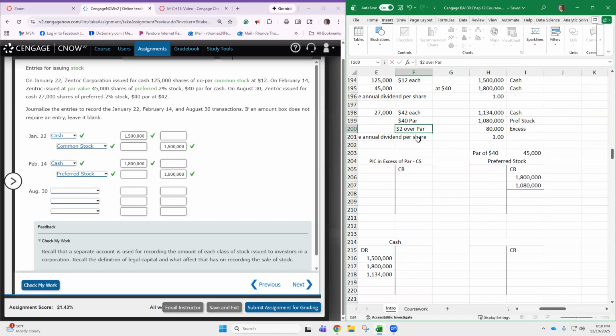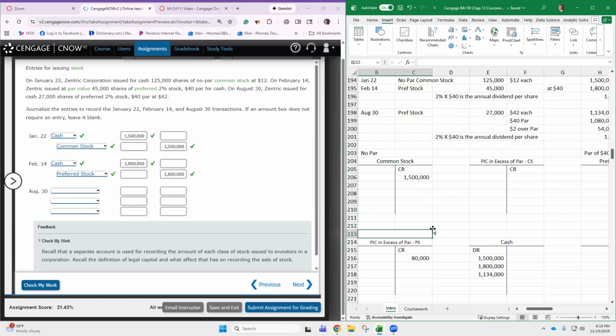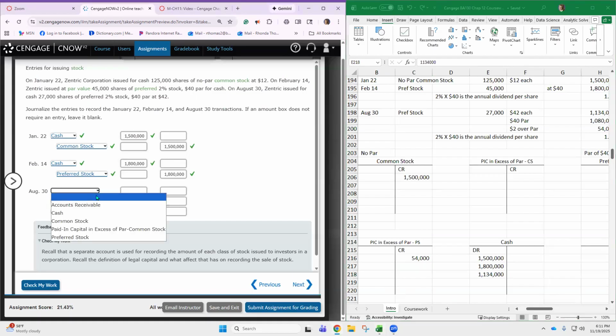$2 over par. Okay, so $2 times the 27,000 shares is the excess we received. So one more time, 27,000 times 2, that's above the par. This is the excess. We have an excess of $54,000. We're going to put that excess over here. So now let's see if we can put this in. Woo, we calculated the cash at $1,134,000 for selling preferred stock above its par.